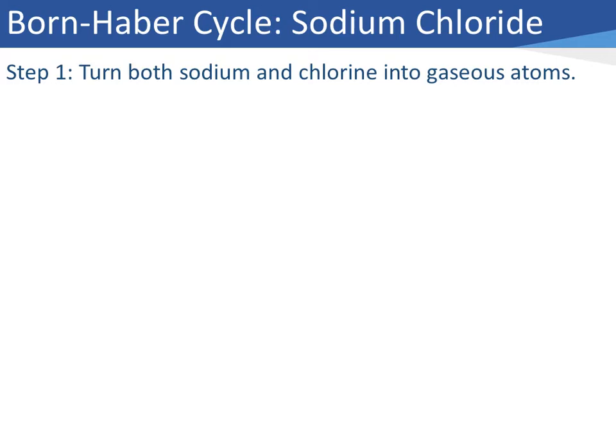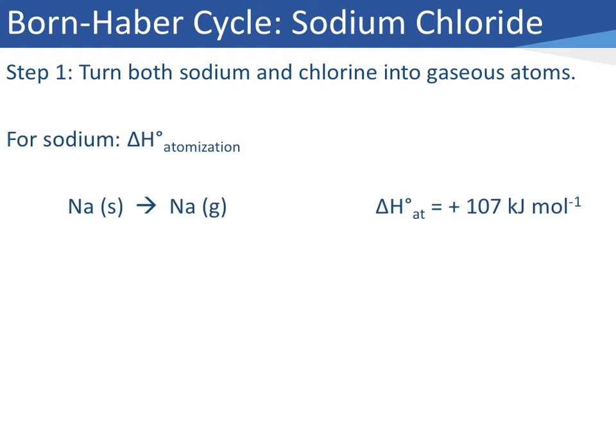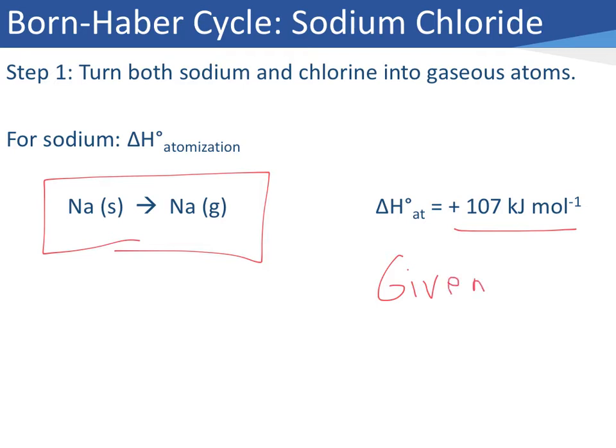First, I need to turn sodium and chlorine into gaseous atoms, individual atoms. For sodium, this is simply the delta H of atomization. This process of going from a solid to a gas, for sodium, costs 107 kilojoules per mole. It is an endothermic process. Typically, this value will be given somewhere. It's not in the data booklet.